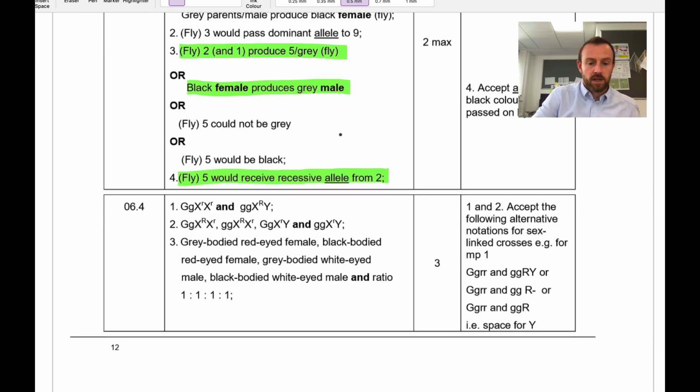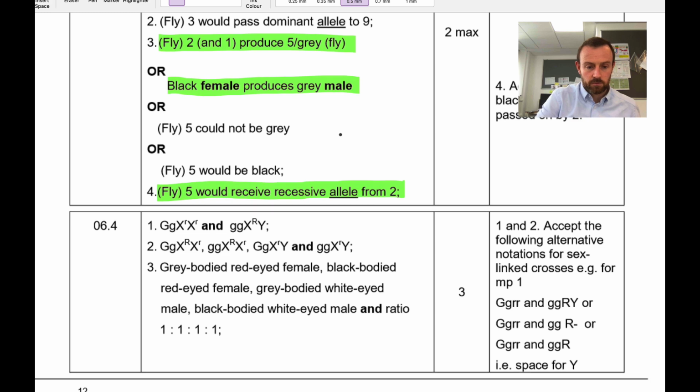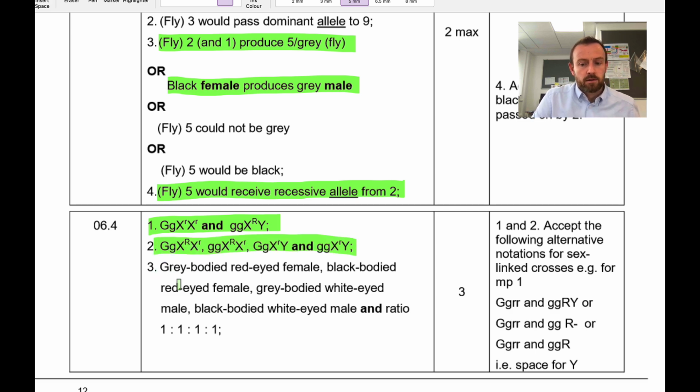Okay, there's the mark scheme. So you get marks for actually working out the parents, I think. Yeah, that's the marks for working out the parents. 1 mark for that. Then you get marks for the genotypes of the offspring, and then for the 3rd mark you need both the description of the phenotype and the ratio. You need all of this for the 3rd mark.